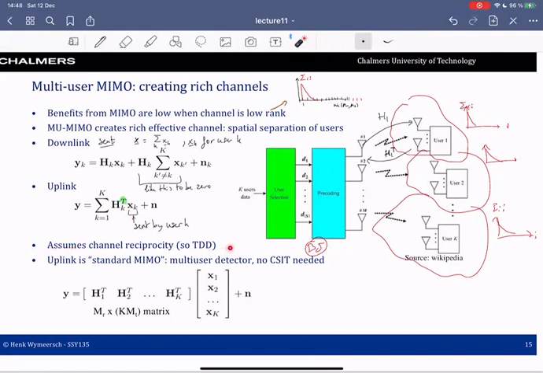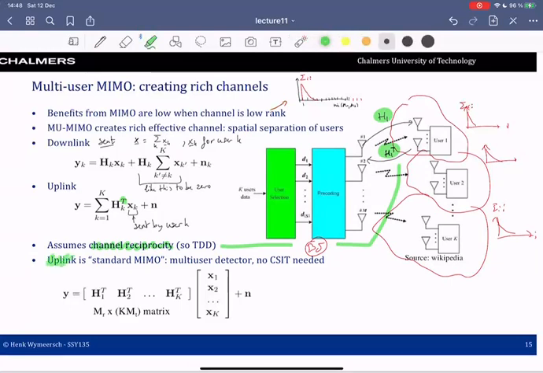In this lecture, we'll always assume channel reciprocity, so time division duplexing. This allows us to write this relationship here. So let me just highlight this. Channel reciprocity. This allows us to write the channel in uplink and downlink. So in downlink it's H1, in uplink it's H1 transposed.